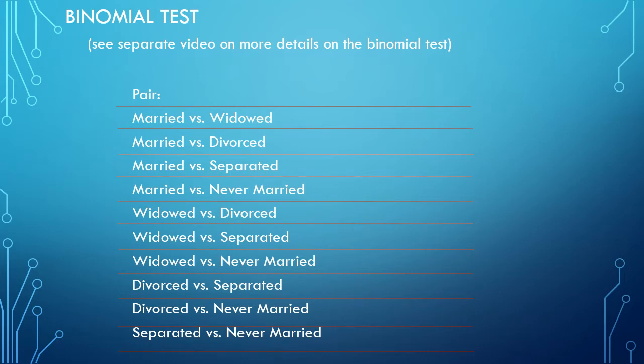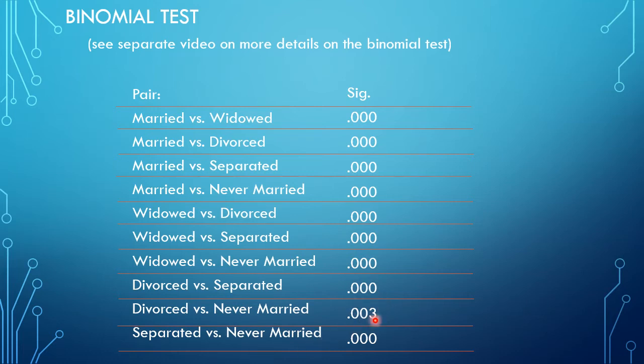If you have all those possible pairs, then these were the significances. As you might notice, in this case, almost all of them are very close to zero. Only divorced versus never married is on the board with really a number, 0.003. The other ones we would usually report as less than 0.001 because they're very close to zero.